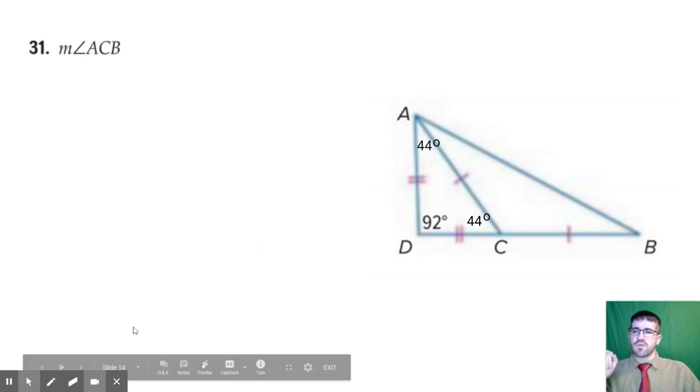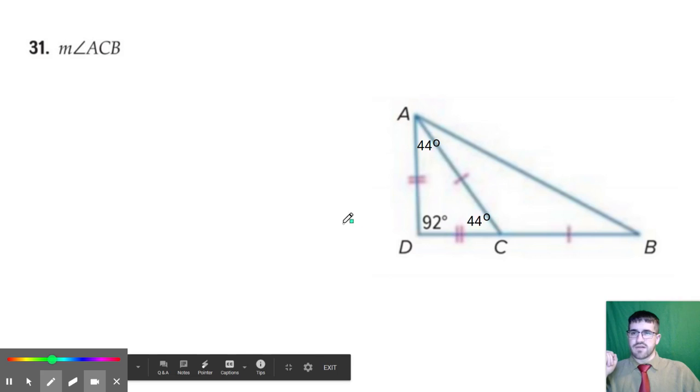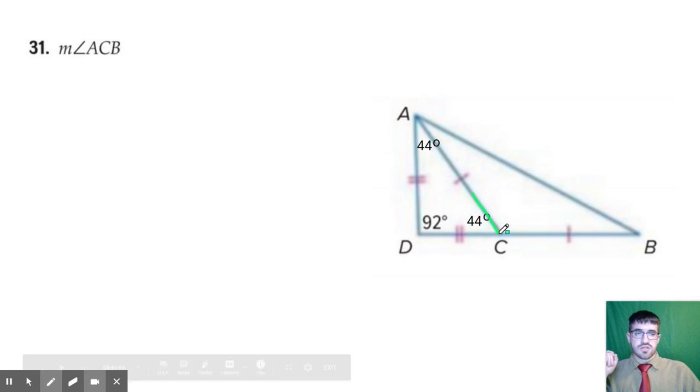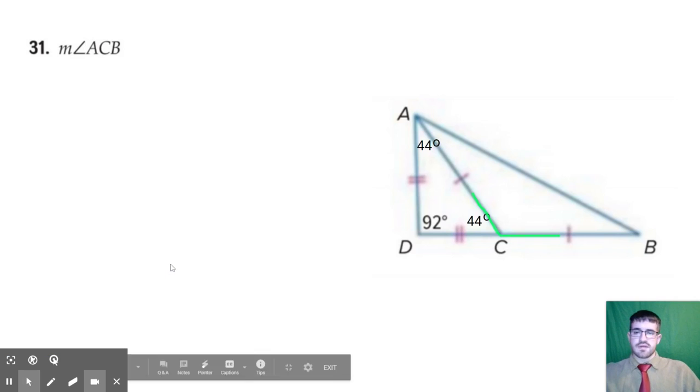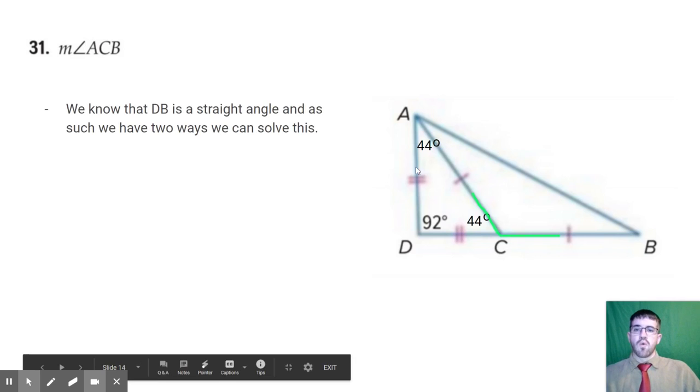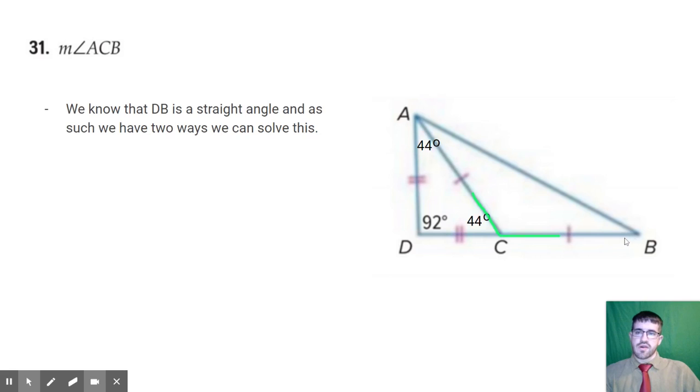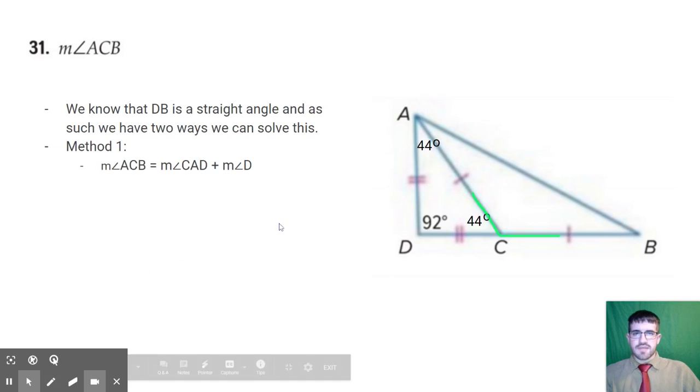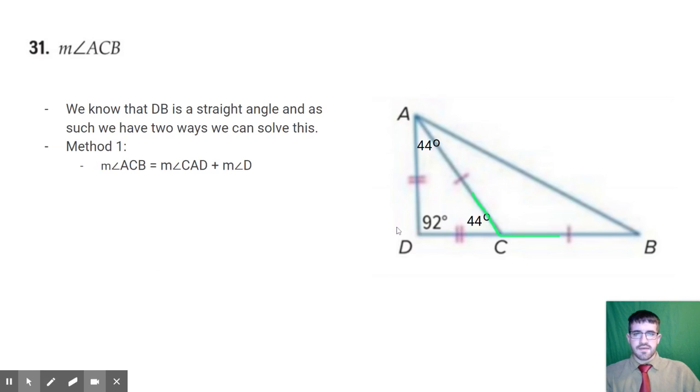For question 31, we want to find the measure of angle ACB. So that is this angle right here. Now there's 2 ways that you can do this one. We know that segment DB is a straight angle. So our first method is we can take the measure of angle ACB is equal to the measure of angle CAD plus the measure of angle D.